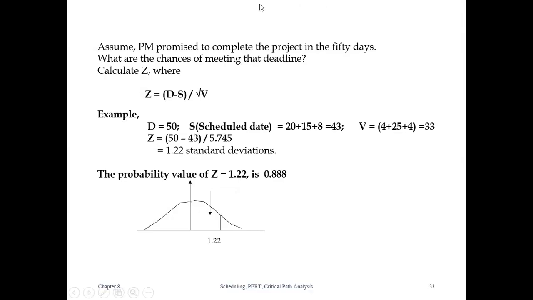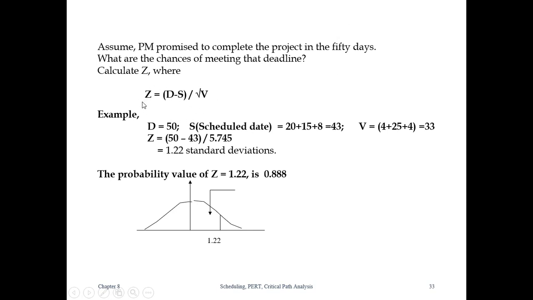So we should find out what is the probability that this particular project can be completed in 50 days. In order to do that, we are supposed to calculate the C-score.